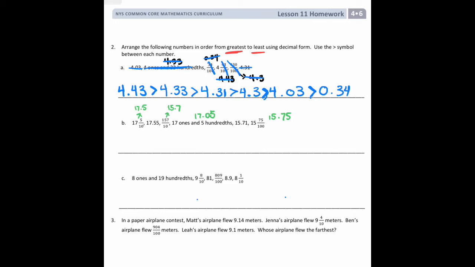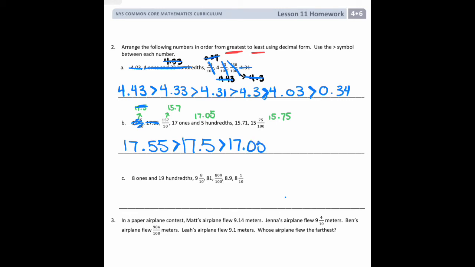Okay, when I put those in order, we're going to start off with 17.55, because it has the largest number of wholes, and 5 tenths, and then it has even some hundredths. Then we'll have 17.5 because it has 5 tenths, but it didn't have any hundredths, so it's going to be a little bit less than 17.55.